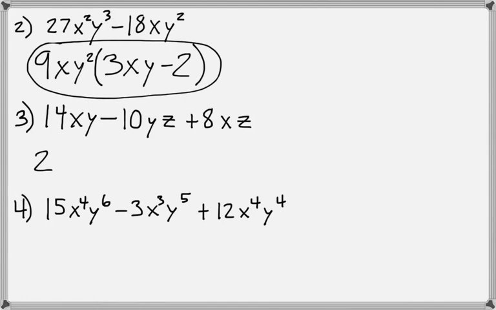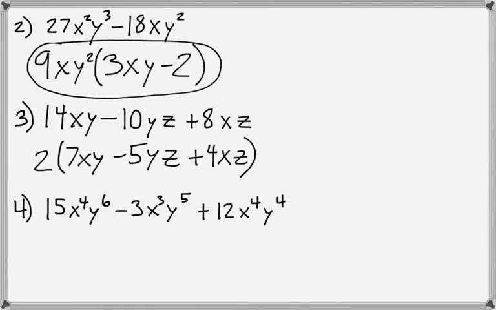That will happen sometimes. So I just want to leave an open parentheses, and I need to factor out this 2. So I'm dividing each of these by 2, so this will be 7xy minus 5yz plus 4xz. And that will be my answer.